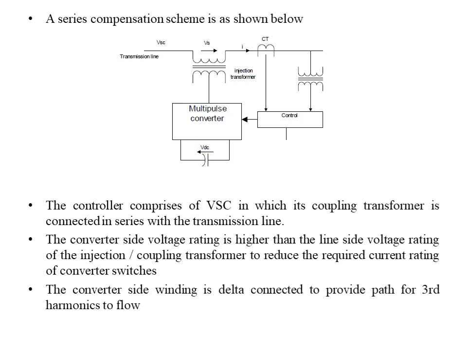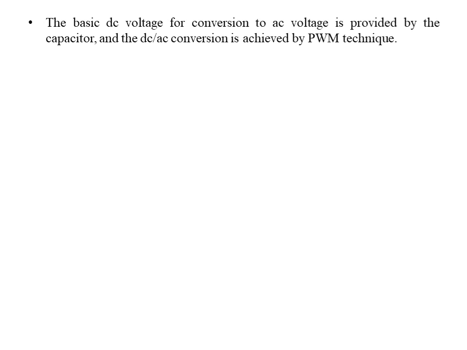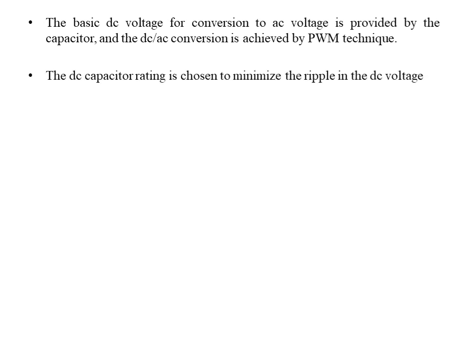The converter side windings are delta connected to provide a path for third harmonics to flow. The basic DC voltage for the conversion of AC voltage is provided by a capacitor, and the DC-AC conversion is achieved by the PWM technique applied to the converter. The DC capacitor rating is chosen to minimize the ripple in the DC voltage. Since the DC has higher ripple content, this can be minimized by connecting a capacitor of higher value.